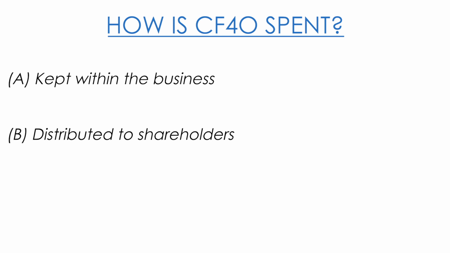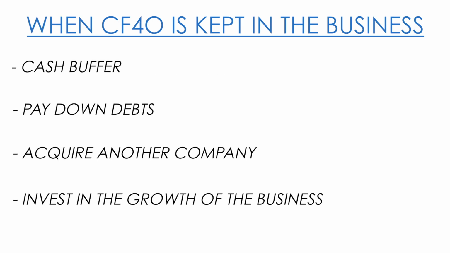So let me first go through some of the ways that money is kept in the business and used within the business. When some or all of that cash flow for owners figure is kept in the business, it could be used for things such as providing a cash buffer. So literally just the business sticking that money in the business's bank account and securing their balance sheet, protecting their assets. Or it could also be used to pay down some of their debts. It could be used to make an acquisition, or it could be used to invest in the growth of the business.